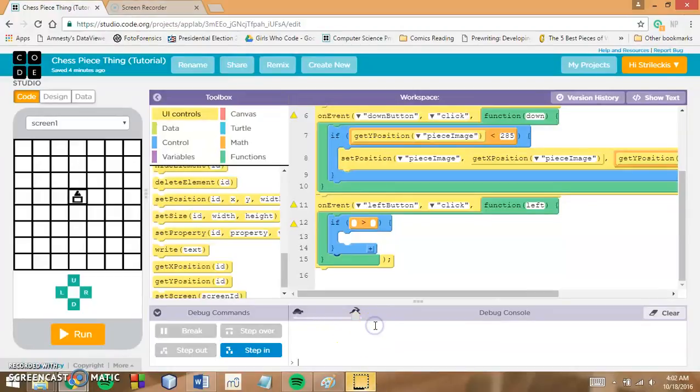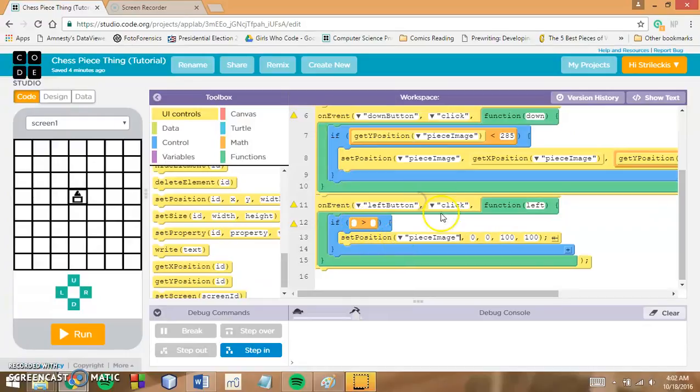All right, with the left and right buttons, we're not dealing with the Y position anymore. We're dealing with the X position. So let's go ahead and get that set position in there. We'll take care of the if statement afterwards.